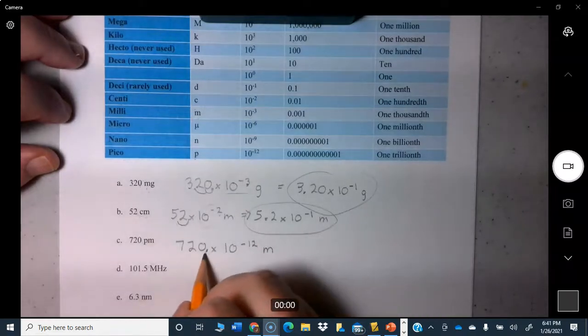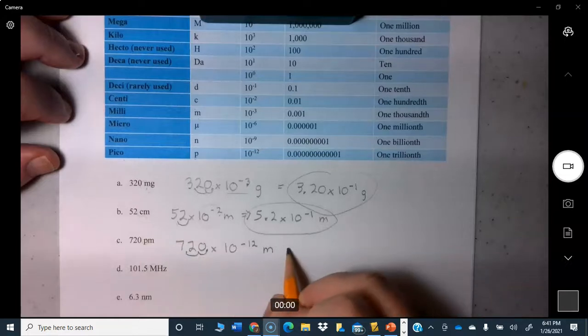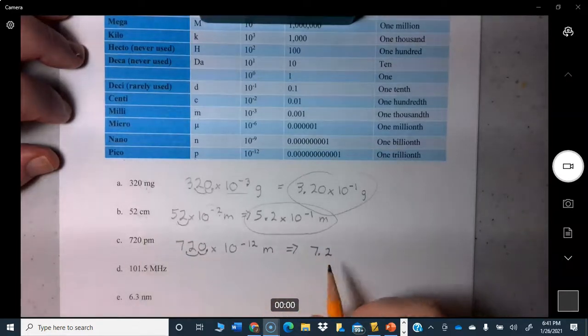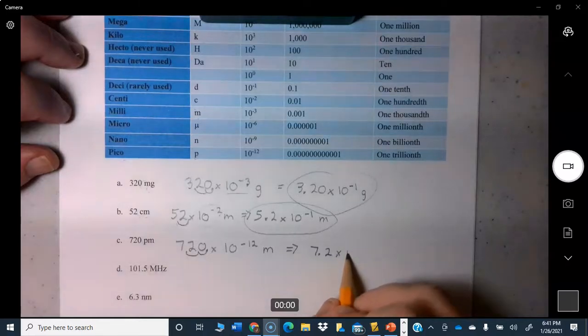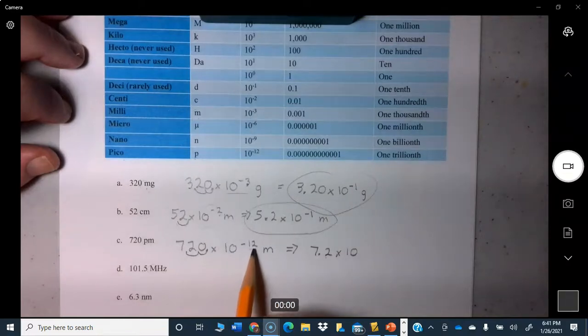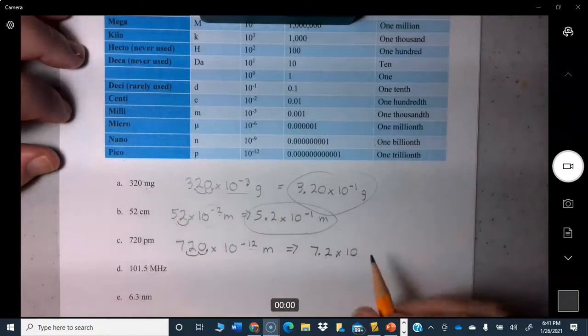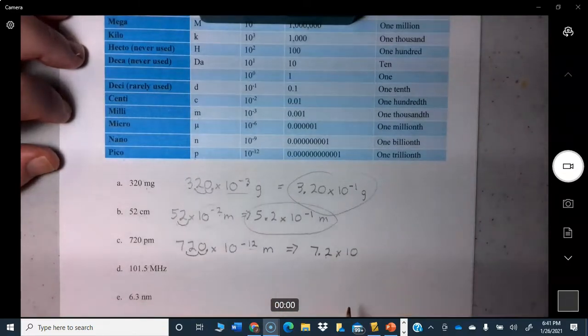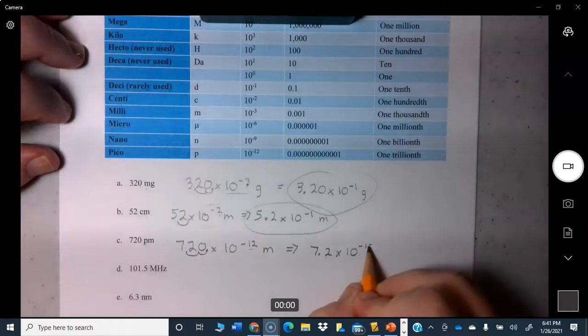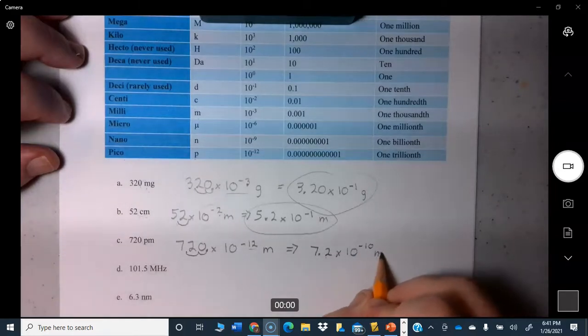So here's the decimal. I move it over 2 places. It becomes 7.2 times 10. So I made 720 smaller by 2 positions, so I have to make this bigger by 2 positions. That means I'm moving in the positive direction. So think about it before I write it down. Which way is that? That's going to be to the -10. And that's in meters also.